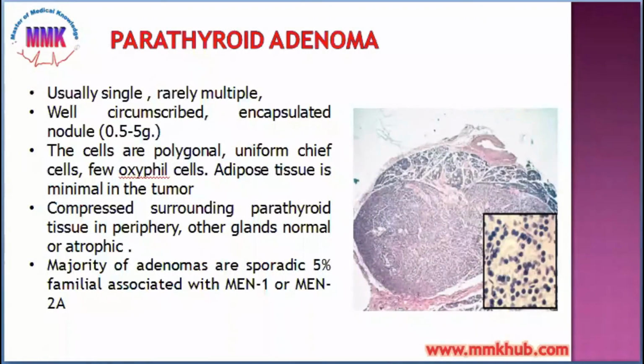The most common cause, almost 80% of cases, is parathyroid adenoma. Parathyroid adenoma is usually single, but it can be multiple in rare instances. It is a well circumscribed, encapsulated nodule, almost 0.5 to 5 grams in size. The cells in the adenoma are polygonal chief cells with few oxyphil cells and minimal adipose tissue. The surrounding parathyroid tissue is compressed by the pressure effect of the adenoma, and the other glands are normal. Parathyroid adenoma usually involves one of the four parathyroid glands. The majority of adenomas are sporadic, but 5% have familial association with the MEN1 and MEN2A syndromes, which are multiple endocrine neoplasia and associated with other organ abnormalities.